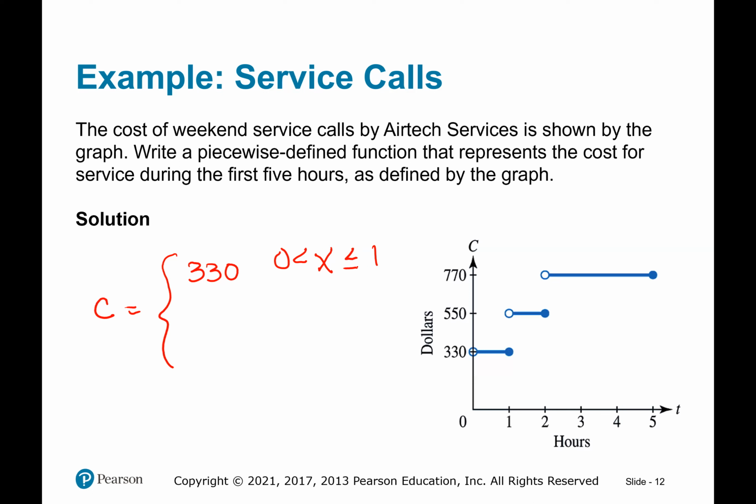Okay, then what happens to your cost in the next hour? Does it jump up to? And that's from where? From 1 to 2? Then what does it do? Does it jump up again? And that's for what? Between 2 and 5?